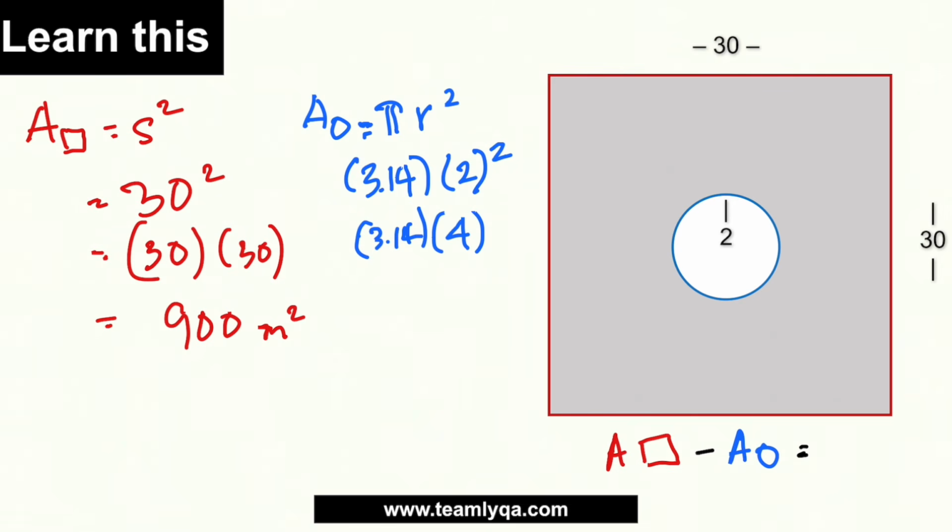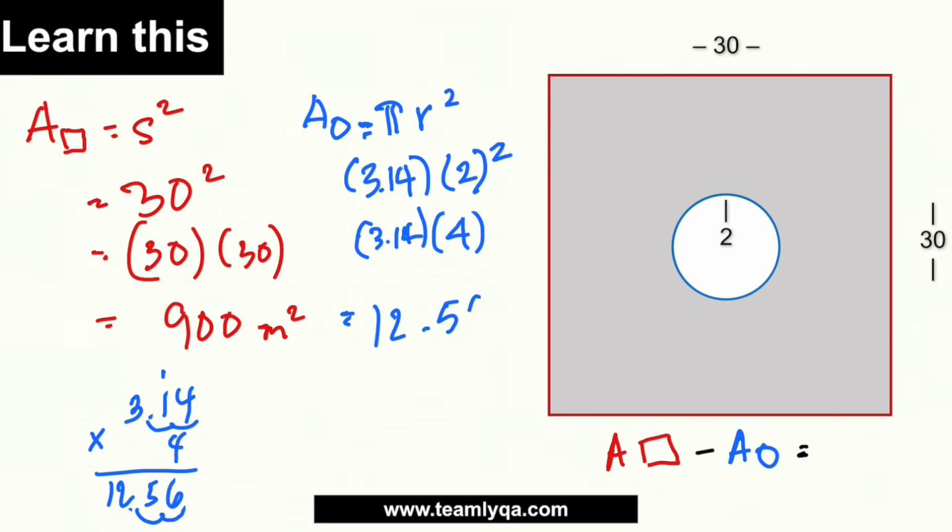Now, if you want, you can do it ng long cut. That would be 3.14 times 4. Just solving 16. So, 4 times 1 is 4 plus 1. That would be 5. 4 times 3 is 12. And then, yung dalawang decimal place natin dito, igagalaw din natin dito, 1, 2. The answer is 12.56 meters squared. Okay? So, now we have the area of the square and the area of the circle.